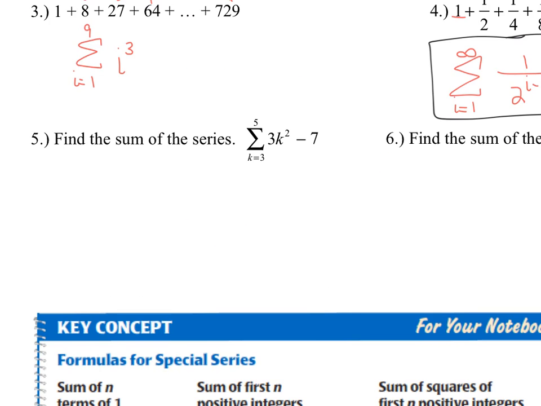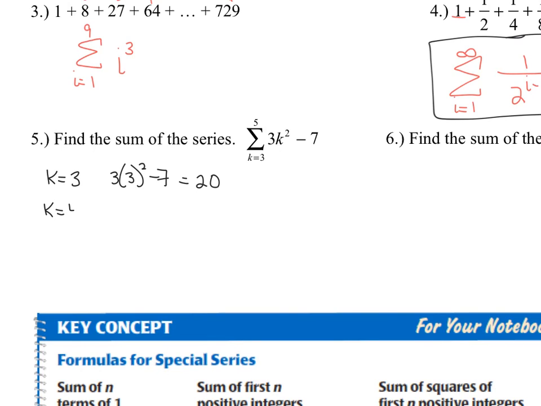For these last problems, number 5, find the sum of the series, and we're going to sum up 3k squared minus 7, and our lower limit is 3, so that's going to be the first integer we substitute in, and then we'll substitute all the integers up till 5. So I'm going to go ahead and plug in k equals 3. K equals 3 would be 3 times 3 squared minus 7. And when I find that out, that gives me 20.